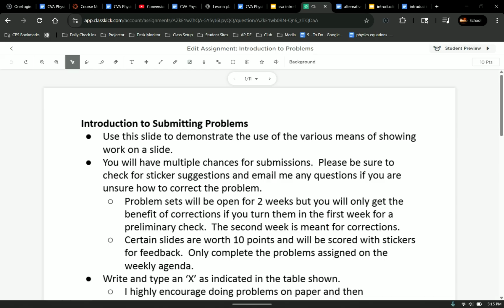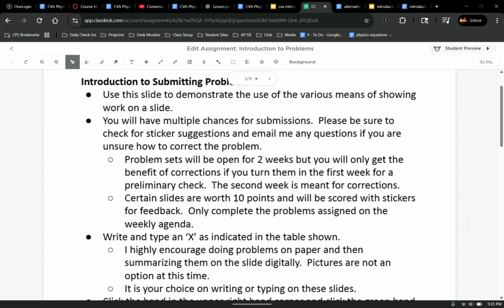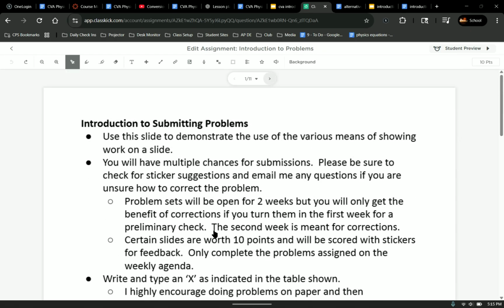There's tools up at the top that you can use to change the type of pen, to change the color, that kind of thing. So this one's just a quick little intro, and once you have that done, in the upper right hand corner, you're going to hit an outline of a hand. You hit the green hand, and it'll submit it, and that'll indicate to me that you need it checked.